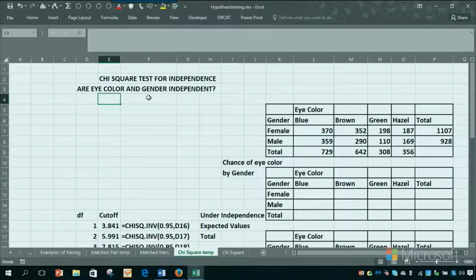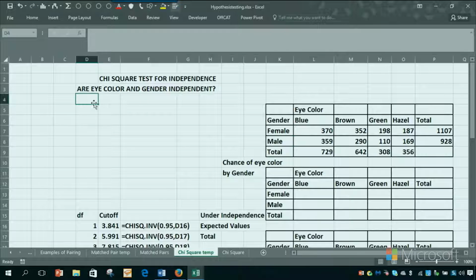They're both categorical variables. We'll assume everybody's gender is male or female. And the eye colors we'll look at will be blue, brown, green, and hazel. And so basically what we will do is look at a bunch of students and count how many females had each eye color, how many males had each eye color. And this is the data that we have.